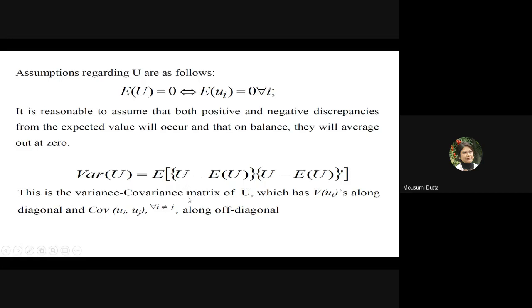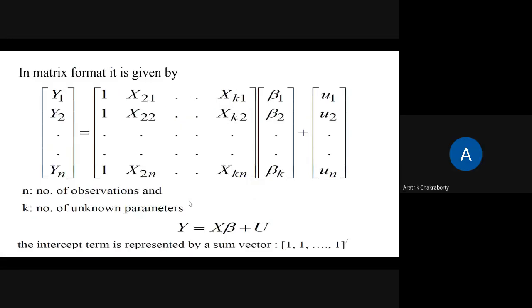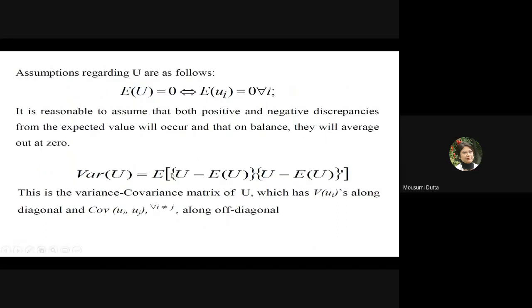If you have pen and paper, you can take note of several facts. Now, what is the order of u vector? N cross 1. N by 1, very good. So, what will be the order of u minus expectation of u? If u is of order n by 1, what will be the order of expectation of u? N cross 1.